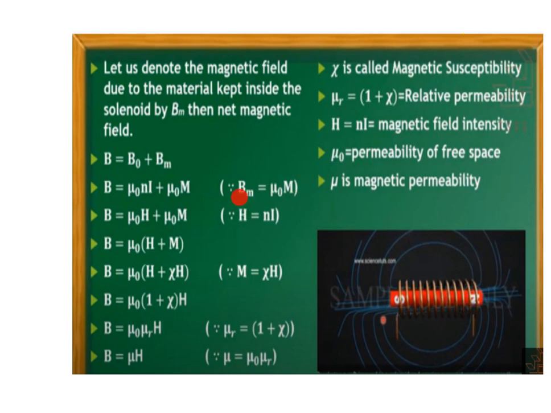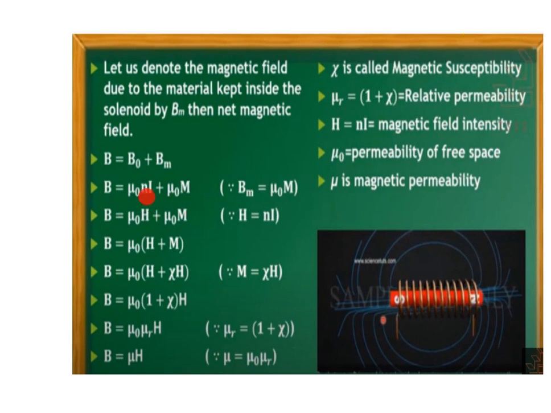Therefore, we can write here Bm is equal to mu naught into M. So, in this equation, B is equal to mu naught Ni plus mu naught into capital M. Capital M is the magnetization. Mu naught is the magnetic permeability of free space. N is the number of turns. I is the current. Then let us see in this equation mu naught will be common.